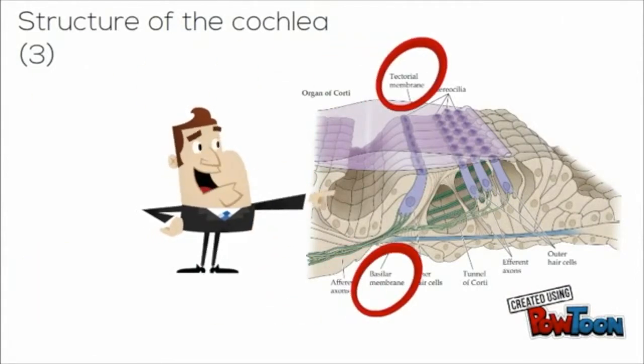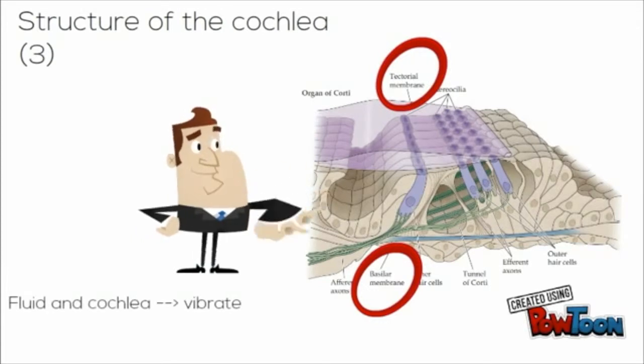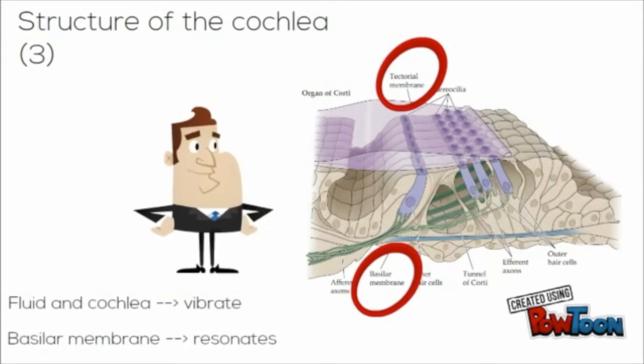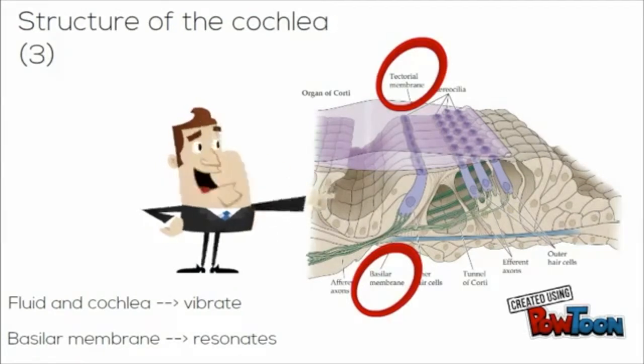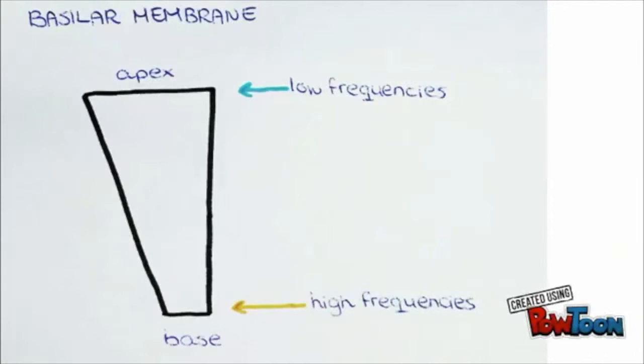When sound arrives at the oval window, the fluid in the cochlea starts to vibrate and the basilar membrane resonates. The basilar membrane is shaped like a trapezoid. High frequencies resonate at its base, where it is narrow and stiff. At its apex, it is wider and flexible. Lower frequencies resonate here.